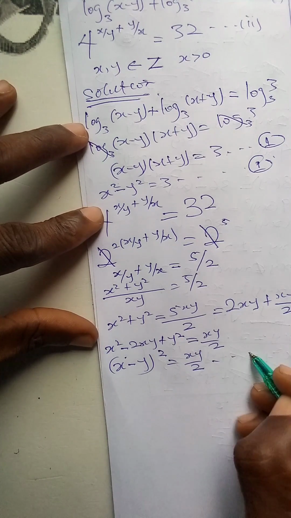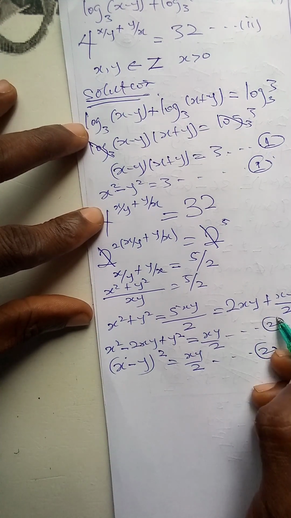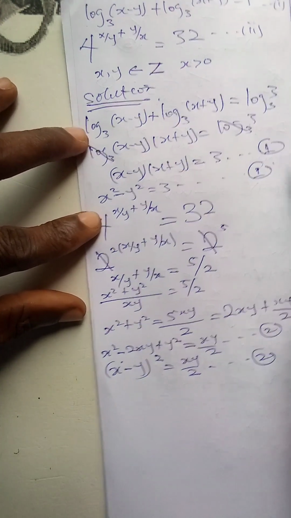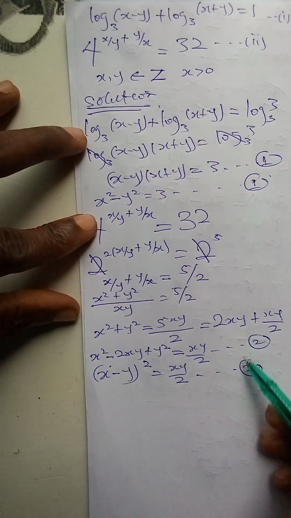Let's call this equation 2. This can also be the equation 2. We will have cause to refer to both versions of equation 1 and both versions of equation 2.